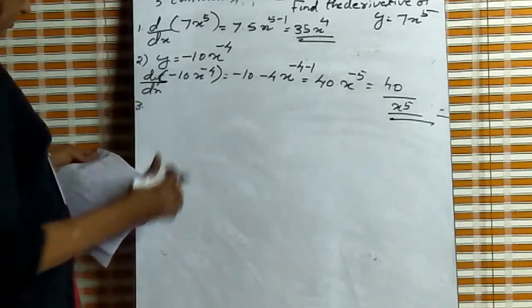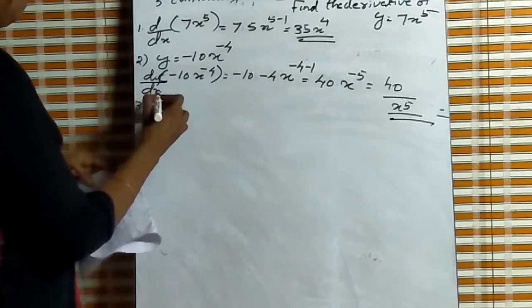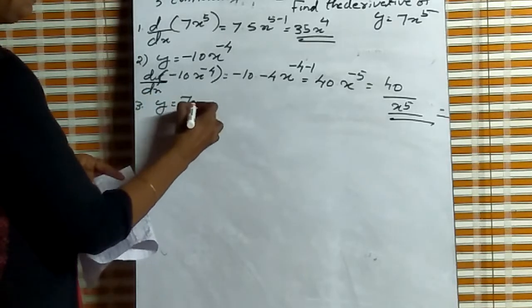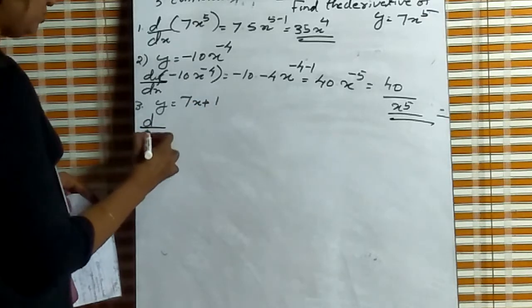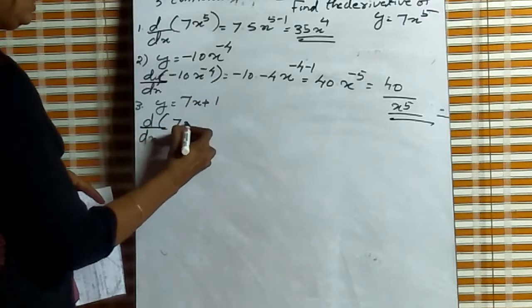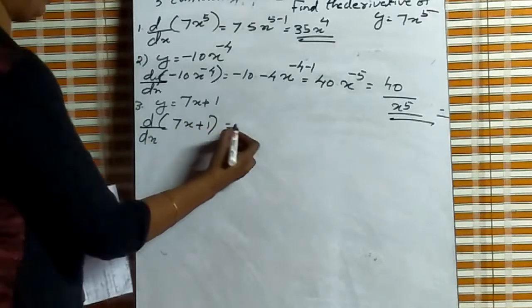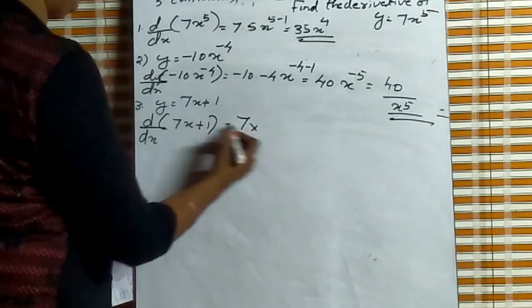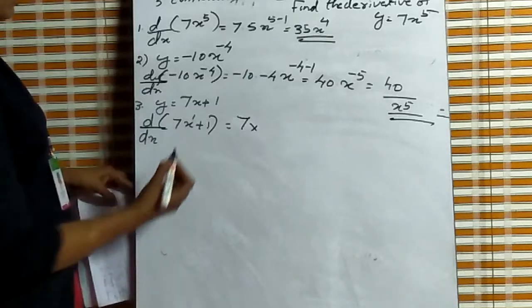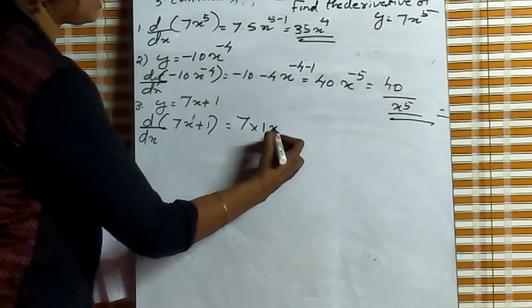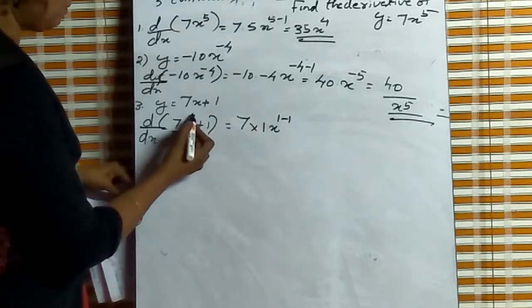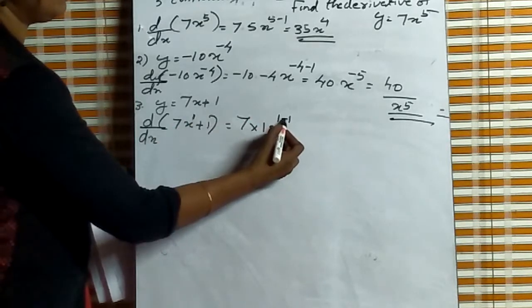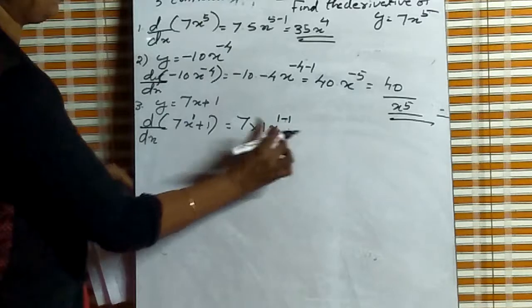Then third question, y is equal to 7x plus 1. d by dx of 7x plus 1 is equal to 7 into x, meaning x raised to 1. So n is 1, x raised to 1 minus 1.